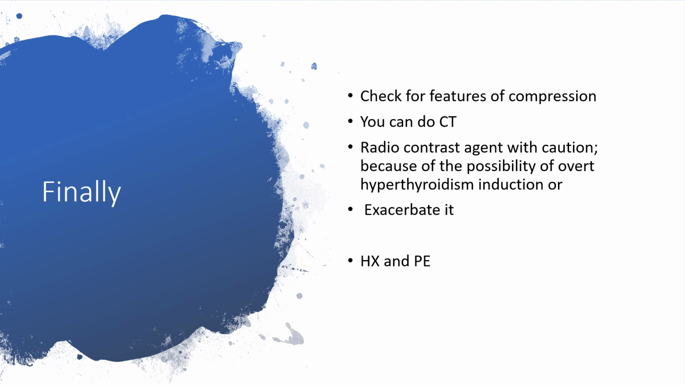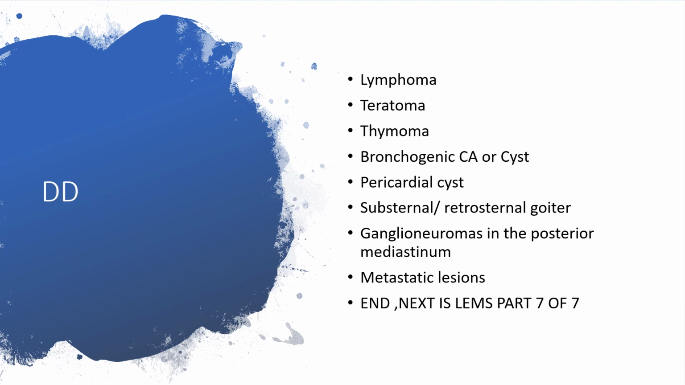What are the possible differential diagnoses? Might be dealing with lymphoma, might be dealing with teratoma or thymoma. Bronchogenic carcinoma or cyst will be possible. Pericardial cyst, substernal or retrosternal goiter, ganglioneuromas in the posterior mediastinum, and of course metastatic lesions.